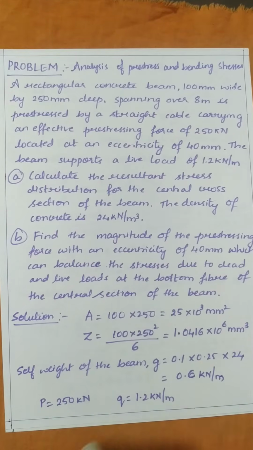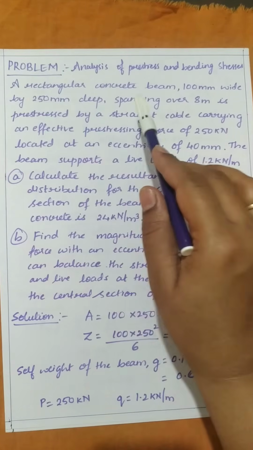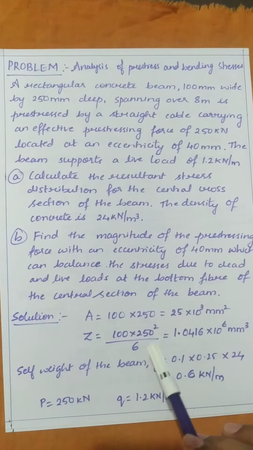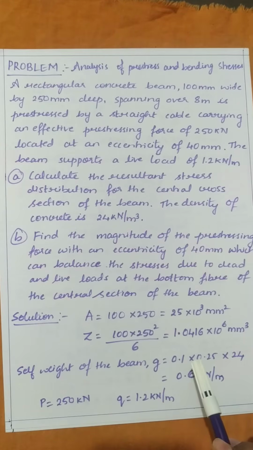First, we have to find the area of cross section. The given cross section is rectangular and it is 100 wide by 250 deep. So 100 into 250, that is 25 into 10 to the power 3 mm square. Then section modulus Z, for a rectangular cross section, is BD square by 6. So 100 into 250 square by 6, we get 1.0416 into 10 to the power 6 mm cube.